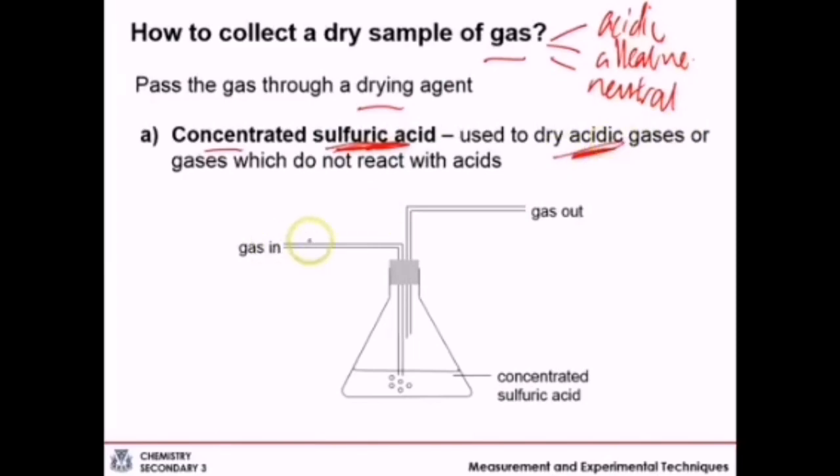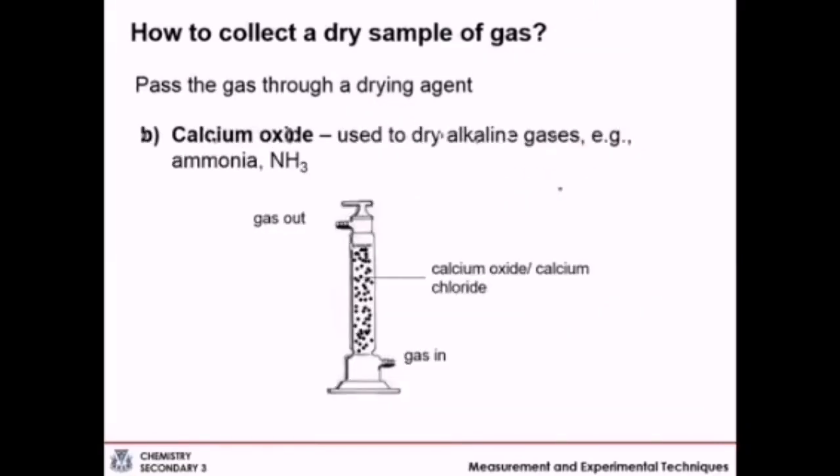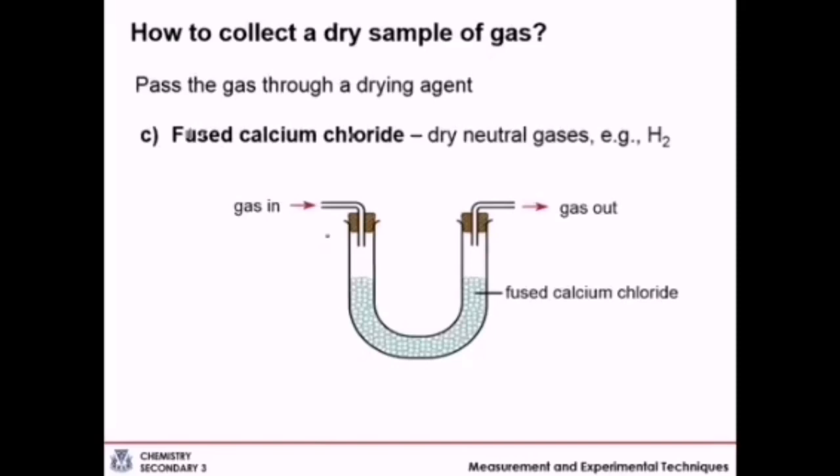We can see the apparatus. There is a gas inlet and a gas outlet, and we have concentrated sulfuric acid in this flask. How to collect a dry sample of a gas? Pass the gas through a drying agent. The second method uses a second dehydrating agent, which is calcium oxide. It also has the ability to absorb water from the surroundings.